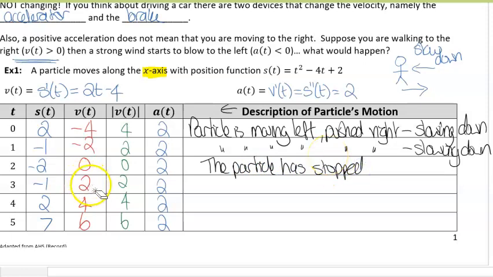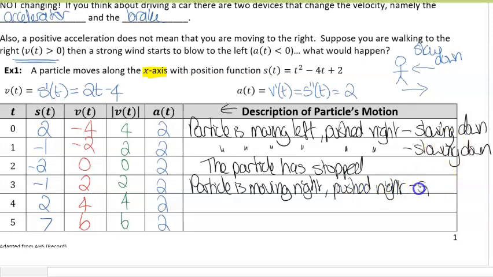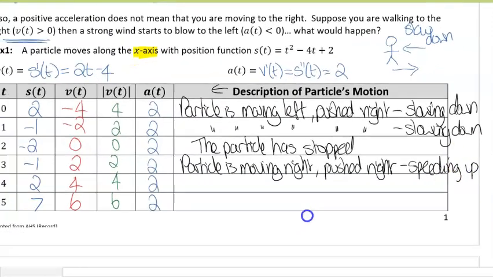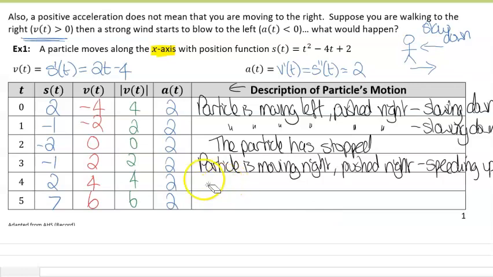All right. This next one, now this time the particle is moving right because it's positive, and it's being pushed to the right. So in that case, it's speeding up, because as it's moving to the right, it's getting helped along. And for this next one, the velocity is positive, so it's moving to the right, also being pushed right because of acceleration. And the last one, moving to the right because it's positive velocity, being pushed. So these are all the same.